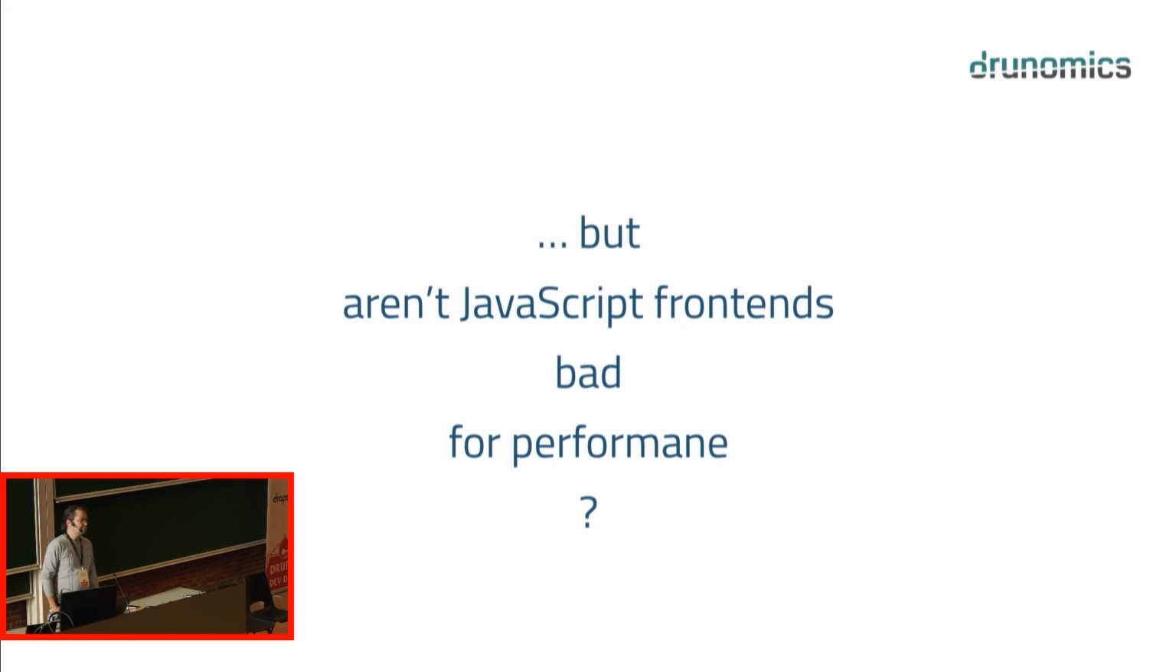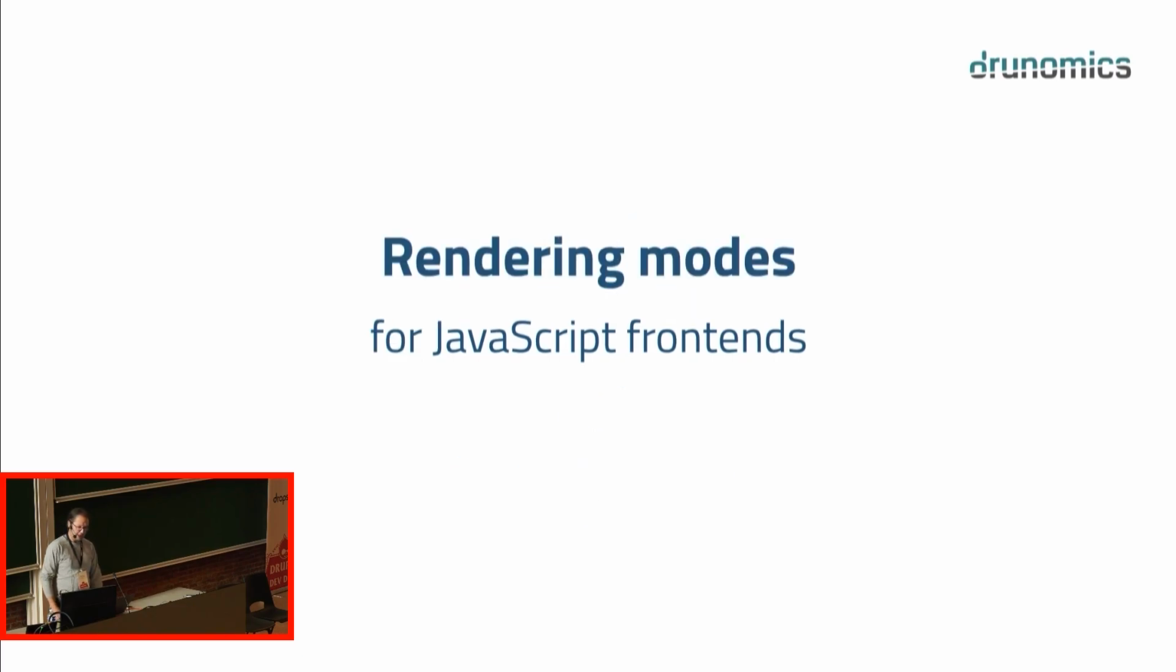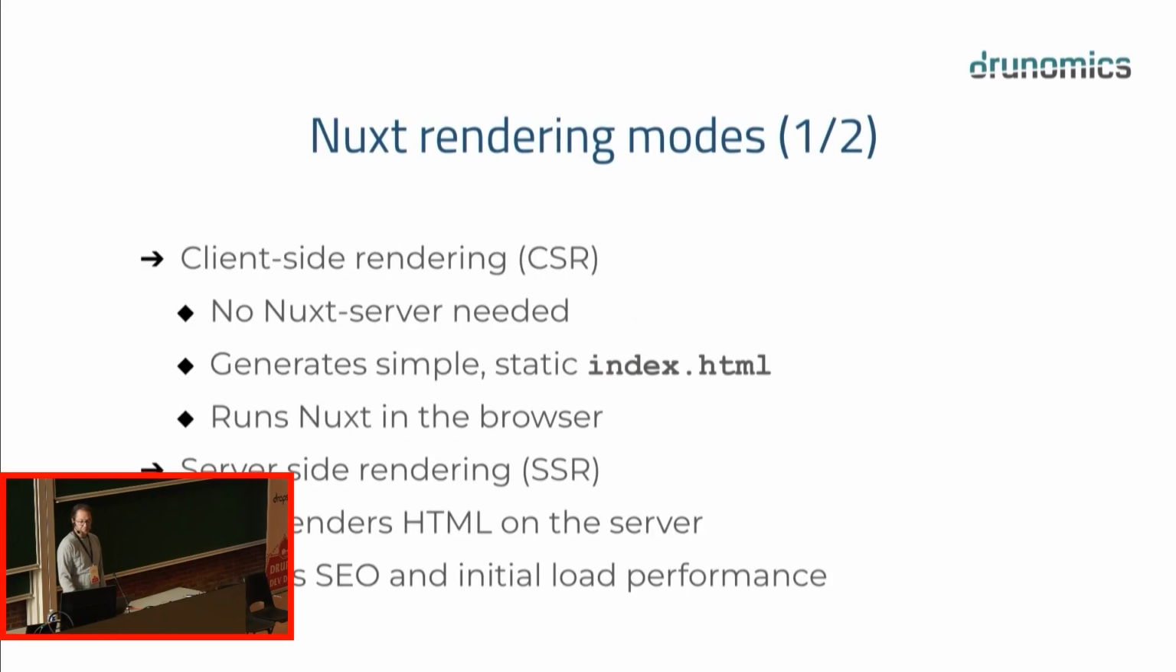But you may wonder, aren't JavaScript frontends bad for performance? I think that question really relates also to how you actually render your JavaScript and how you serve it to your visitors. So I would like to go a little bit into the rendering modes available for JavaScript frontends, or in Nuxt in particular.